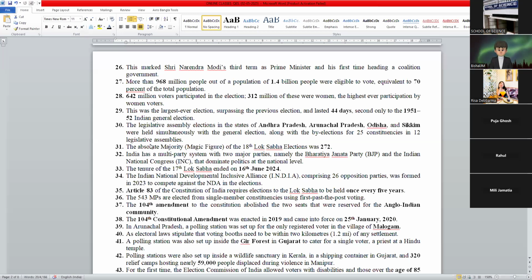Now, point number 30. The Legislative Assembly elections in the states of Andhra Pradesh, Arunachal Pradesh, Odisha, and Sikkim were held simultaneously with the general election, along with the by-election for 25 constituencies in 12 legislative assemblies.